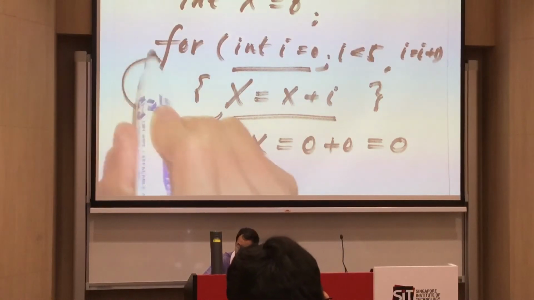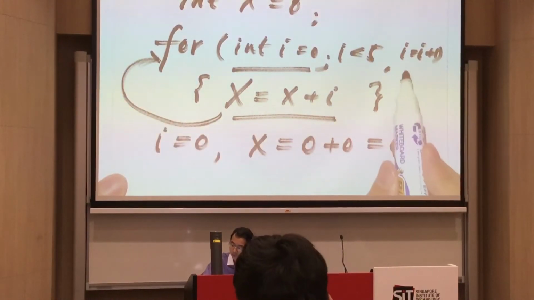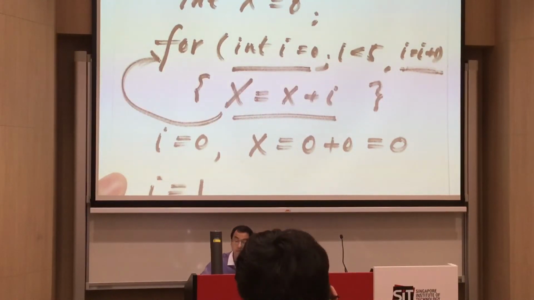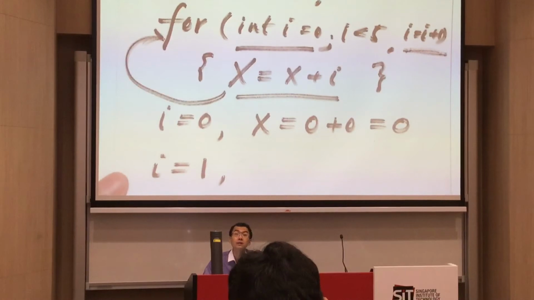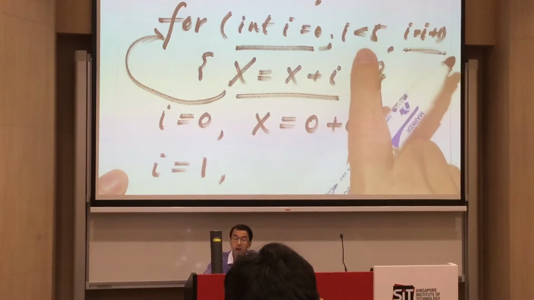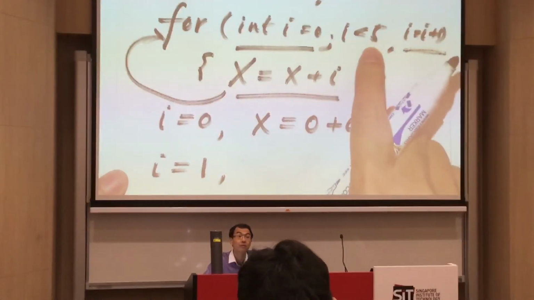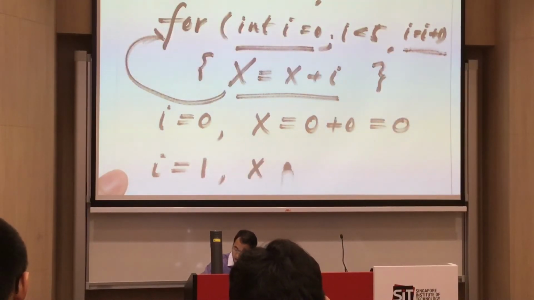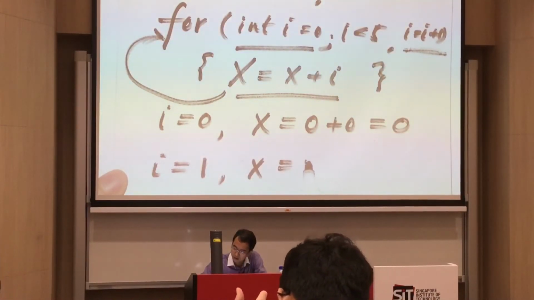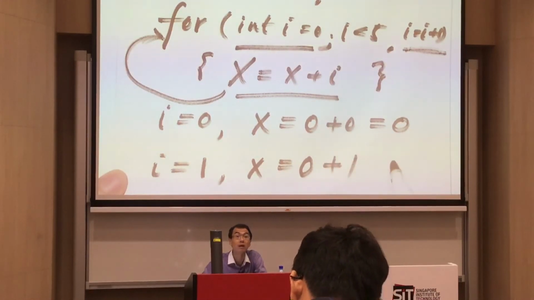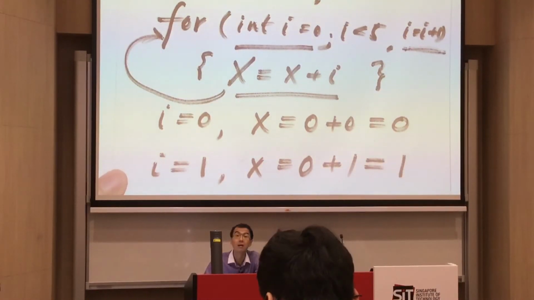You go back to the loop again. Because this is your update, now i becomes 1. Because this is your variable update. So i equals 1, you check if i is still less than 5. Still true, so you go into this loop. Now you need to update your x. Now it's 0 plus 1, because now your i is 1, so your x now becomes 1.